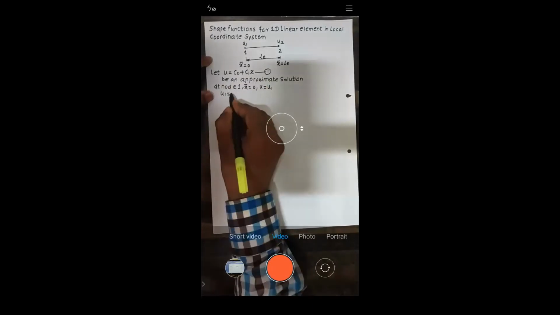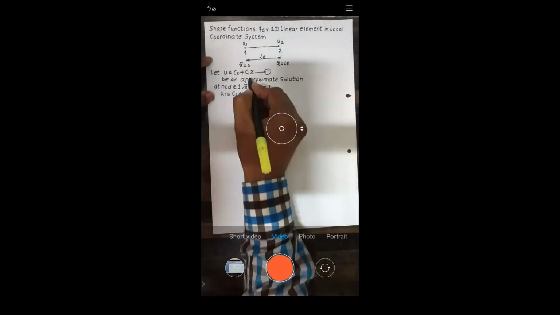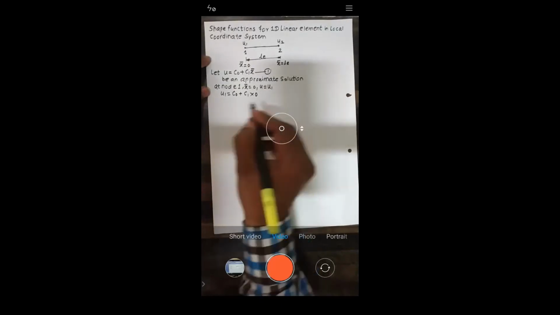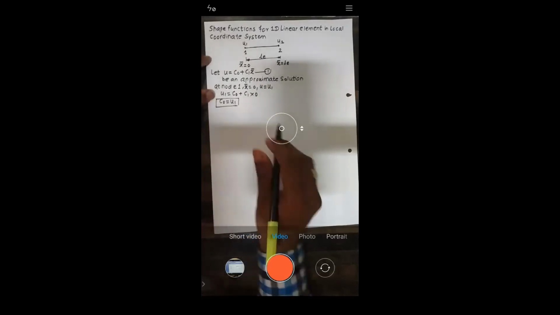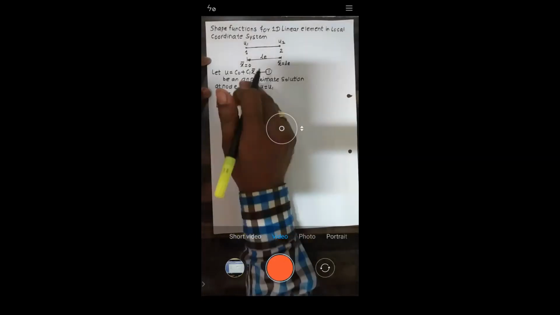Let me write this as x bar. X bar is 0, right? So what value of c0 are you getting? C0 is equal to u1. Is it okay or not? Let me know. Yes, sir. Now this is the first boundary condition which you applied.